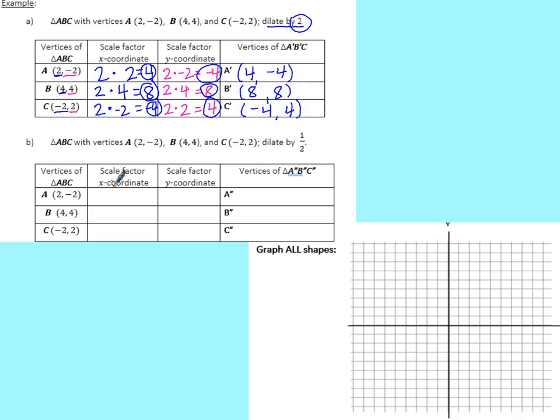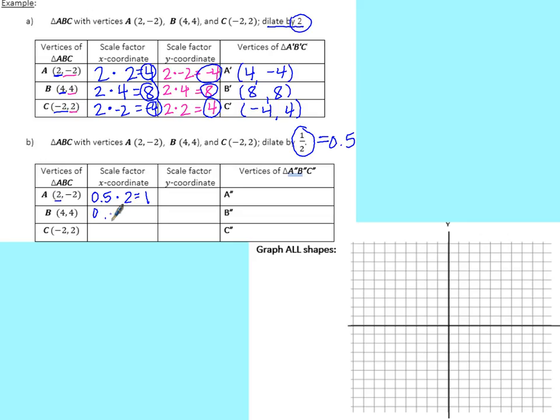Now in part B it says to use the same coordinates, A, B, and C from above, but this time we're dilating by 1/2. So when we dilated by 2 it got twice as big. This time each of those are going to be cut in half, so our triangle is going to end up being half as small. So same idea, we're actually going to use the decimal version of 1/2, and remember that's just 0.5. So we're going to say our scale factor, 0.5, times our first x value, which was 2, and half of 2 is just 1.